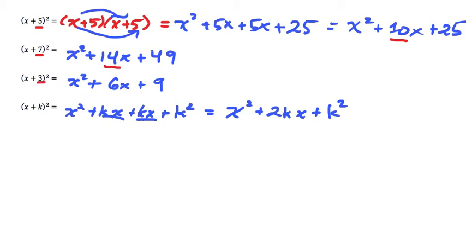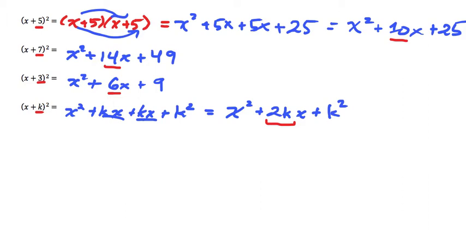So 5 and 10, 7 and 14, 3 and 6, right? And then even for this case, k and the coefficient of the x term is 2k. So hopefully you can see that the coefficient of the x term is always the constant doubled. You take 5 and you double it, you get 10.